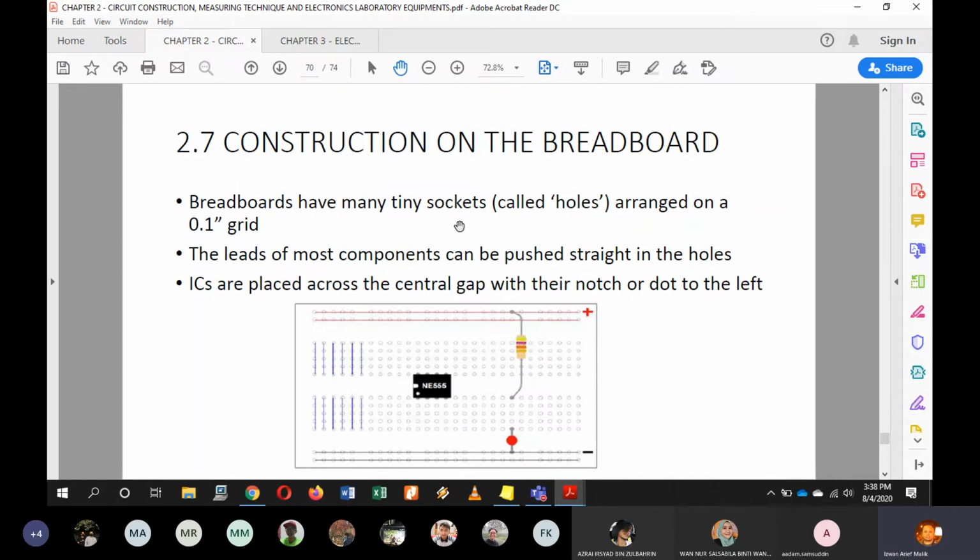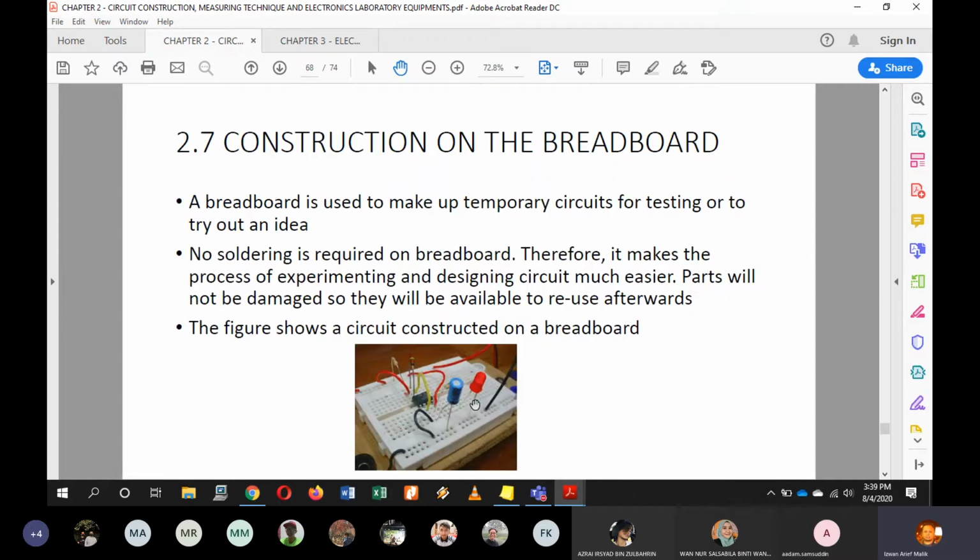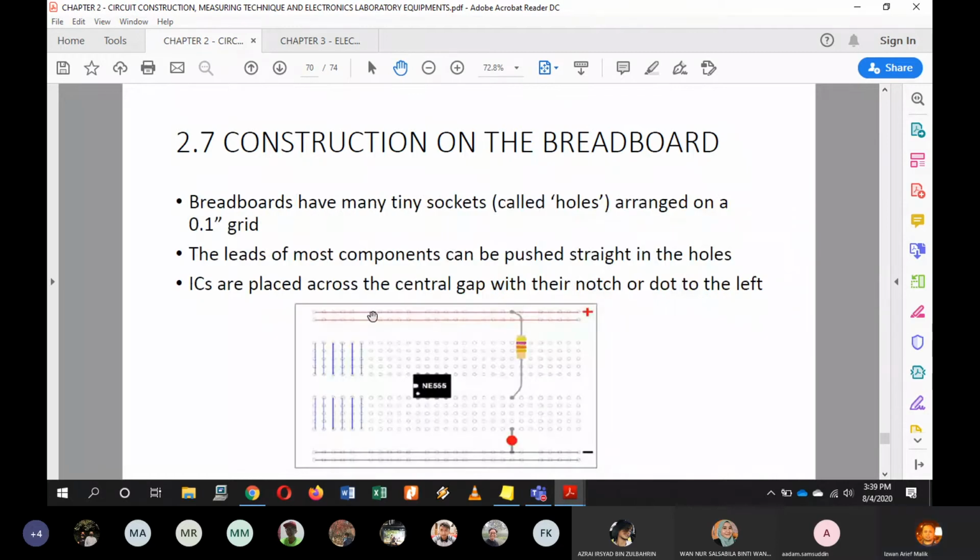So this breadboard has many tiny sockets, called holes, arranged on a 0.1 inch grid. That is the size, very small. The lead of most components can be pushed straight into the hole. For example, for this LED, you can push its legs straight in, and the pin will grip so that it does not move. ICs are placed across the central gap with their notch or dot to the left. So this is the IC, the black thing here.